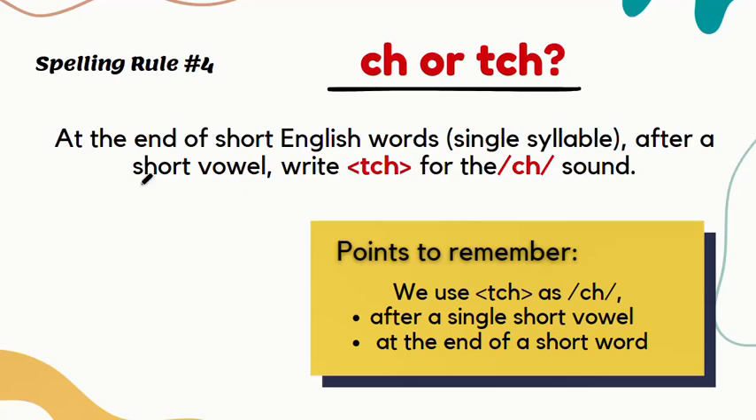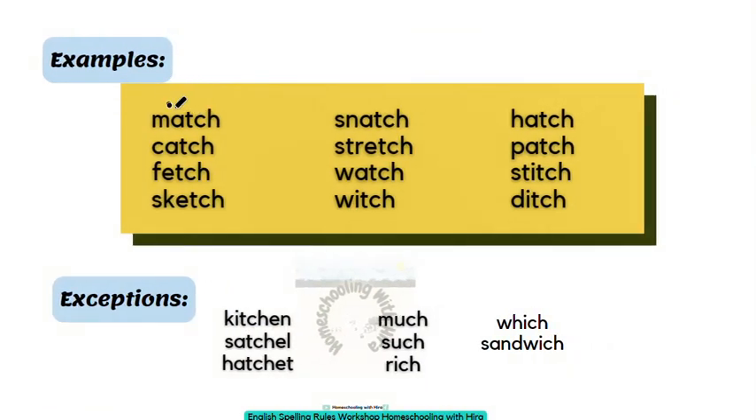What does this rule say? Let's see this. At the end of short English words, which means single syllable or monosyllabic words, after a short vowel, write TCH for the ch sound, write CH for anything else. Okay? We will write TCH only after a single short vowel at the end of short words. Got it? Let's see some examples. The words are match, snatch, stretch, and which. Okay, these are some examples.